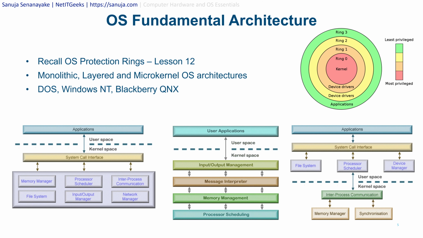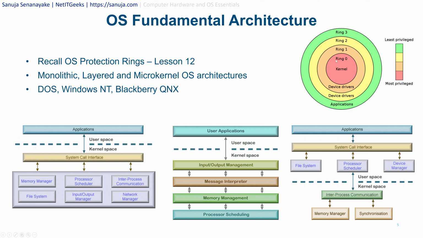Operating system, or OS, fundamental architecture. The operating system fundamental architecture I have covered in lesson 12. So you can recall the operating system protection rings from lesson 12. I'm not going to detail how this OS ring architecture works in this lecture, because I have already covered that. You can go ahead and check that out, and I will leave a link in the description as well as a card on the top right-hand corner.